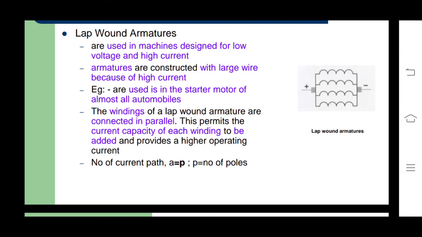The windings of a lap wound armature are connected in parallel. This permits the current capacity of each winding to be added and provides a higher operating current. The number of current paths A is equal to P, where P is the number of poles.